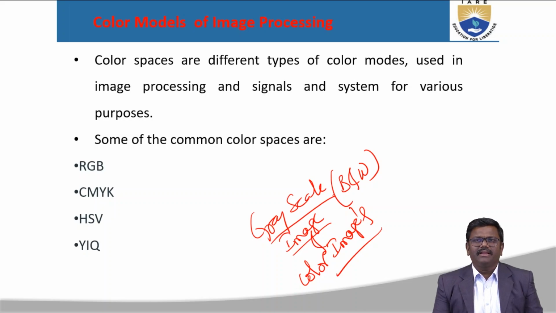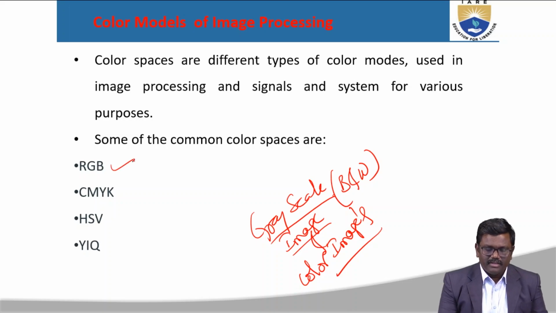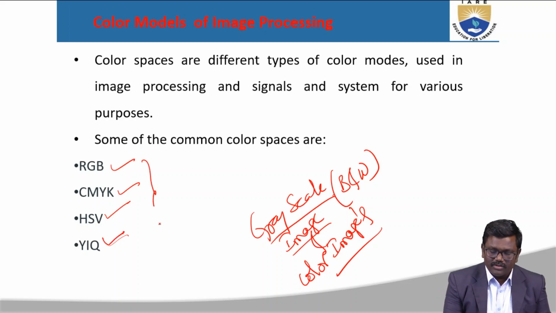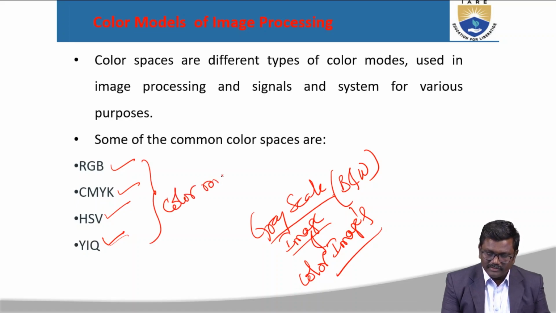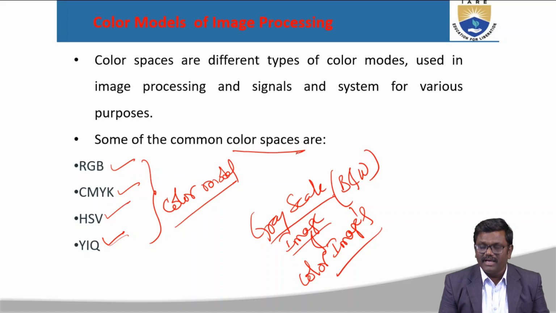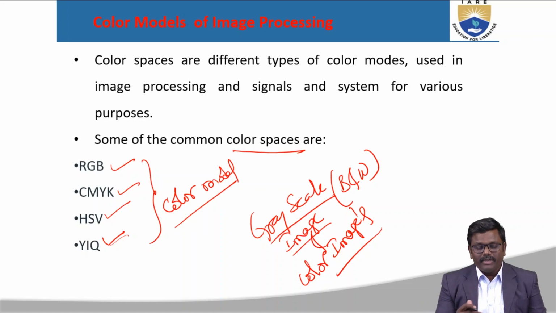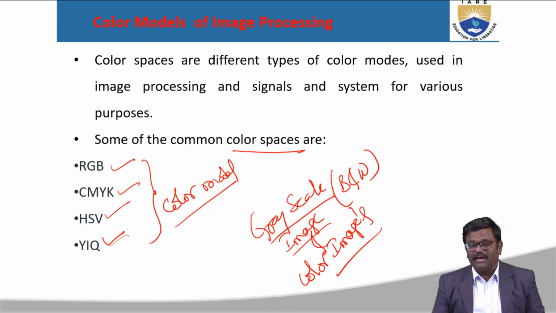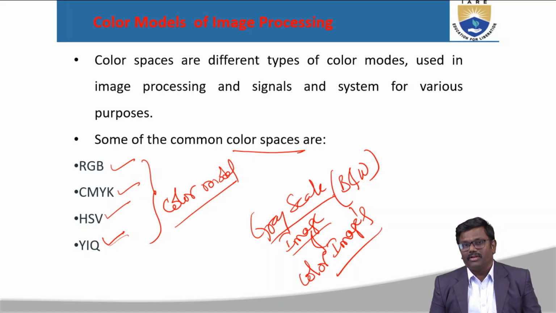Some of the common color spaces are RGB, the second model is CMYK, the next one is HSV, and the last one is YIQ. These are what we call color models. The meaning of color models here is that we are concentrating on color spaces, that is, you want to change from one color space to another, and we proceed with the help of what we define as a color model.